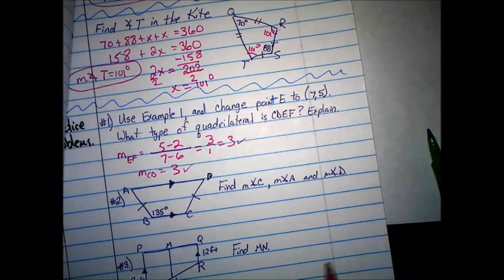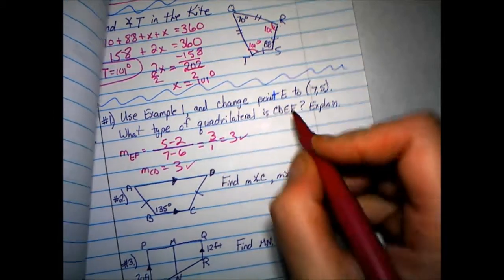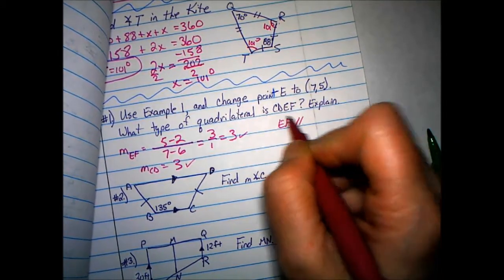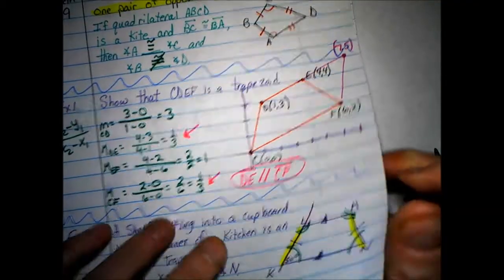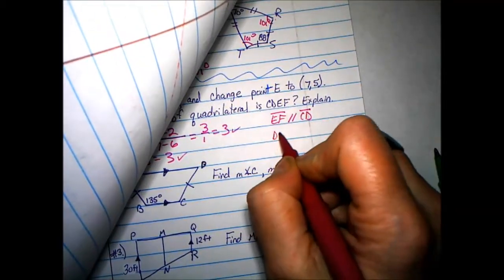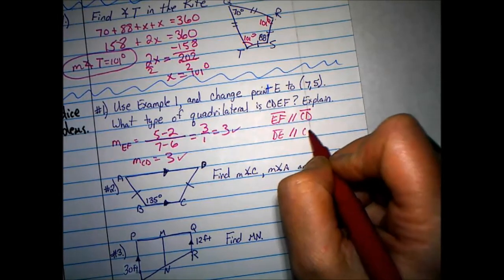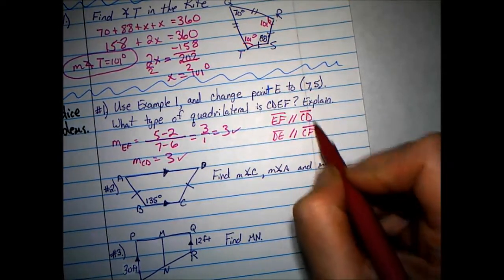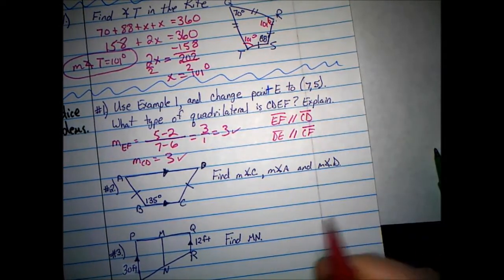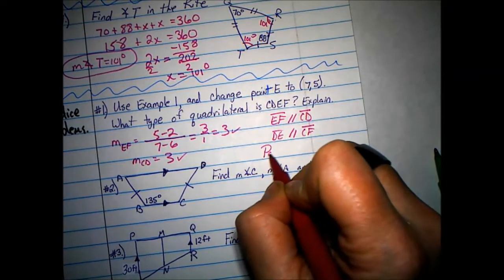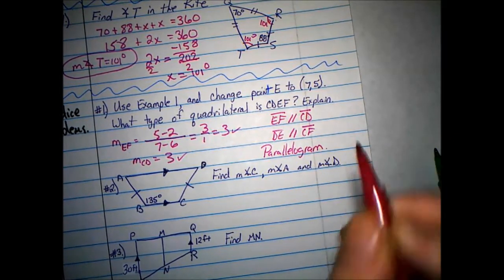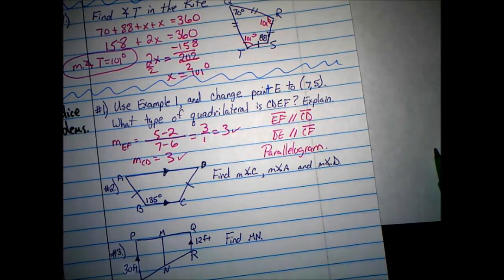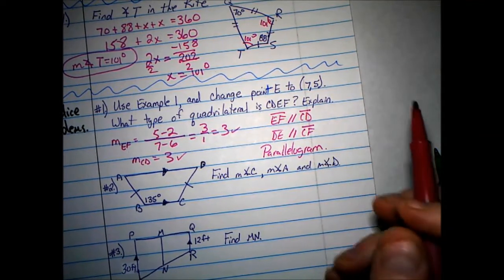And since we had parallel sides, EF is parallel to CD, and then on the front one we had DE is parallel to CF. We have 2 sets of lines that were parallel. That makes this a parallelogram, no longer a trapezoid, because it has 2 sets of lines that are parallel.